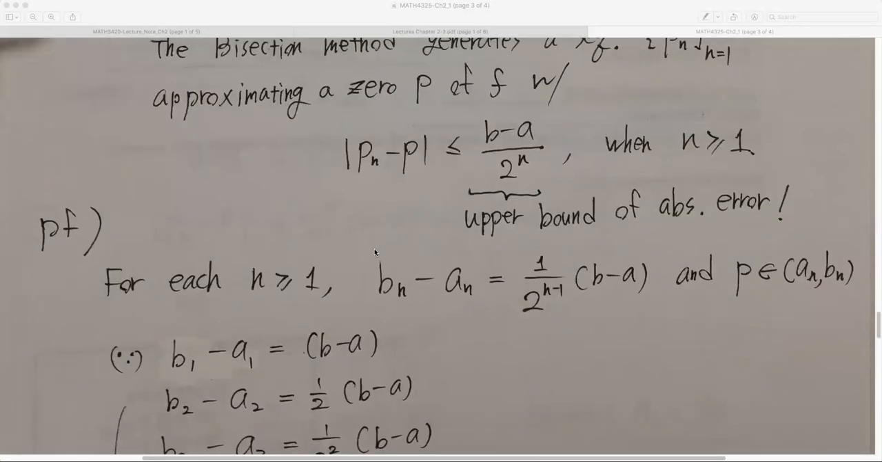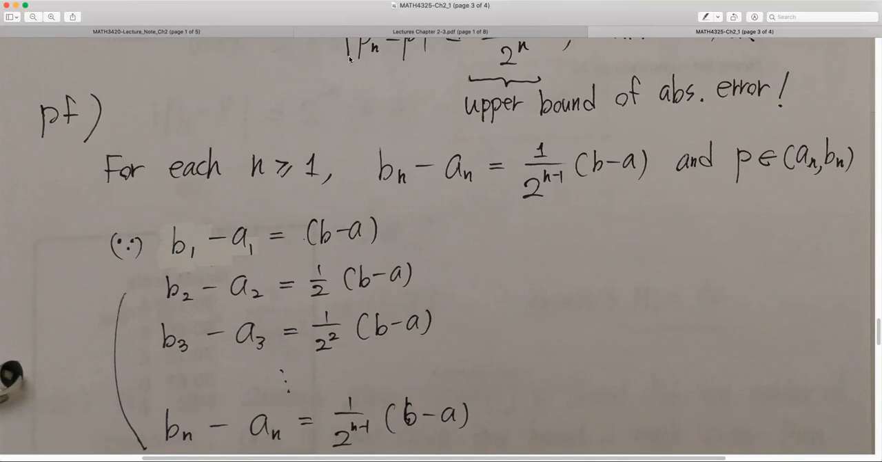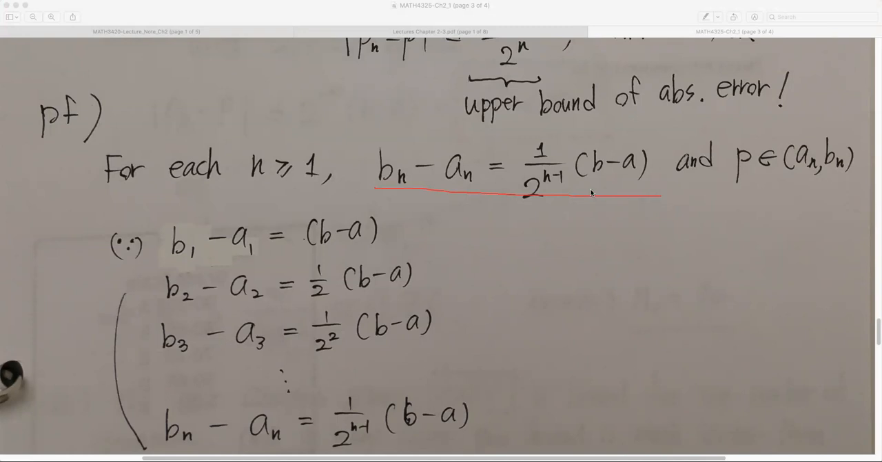So now, the proof. Listen carefully here. For each n greater than or equal to 1, bn minus an is equal to 1 over 2 to the n minus 1 times b minus a. Why? Let's prove this first. For the first one, b1 minus a1 is b minus a. That makes sense, right? And then b2 minus a2 must be 1/2 of b minus a. Why?